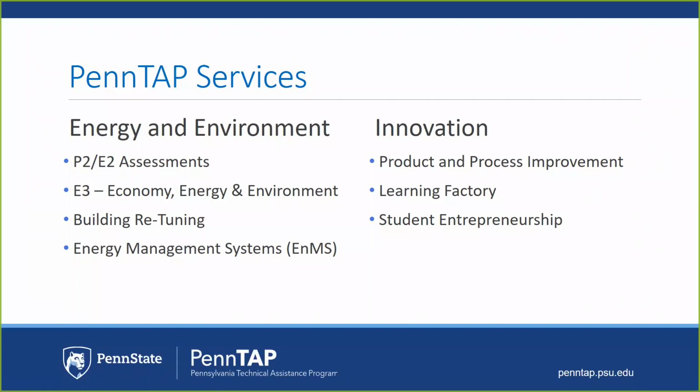Penn TAP provides two categories of services: energy and environment, and innovation. Energy and environment services include P2E2 assessments, which are pollution prevention and energy efficiency assessments, E3, or economy, energy, and environment assessments, building retuning, and energy management systems. Innovation services include product and process improvement, the Learning Factory program, and student entrepreneurship.